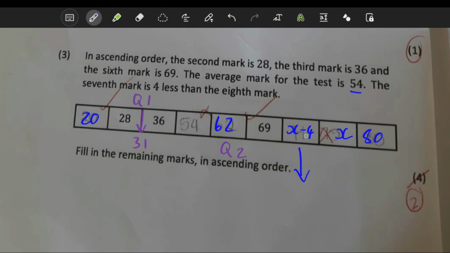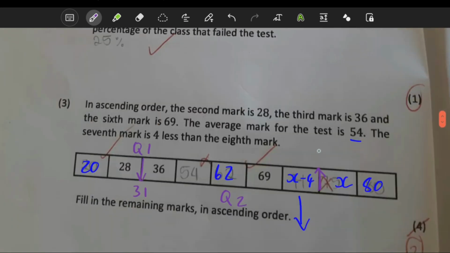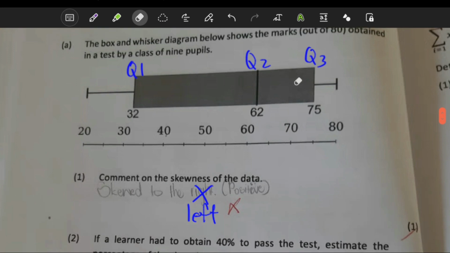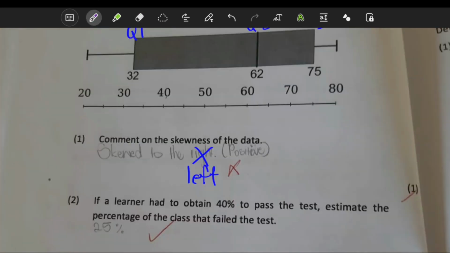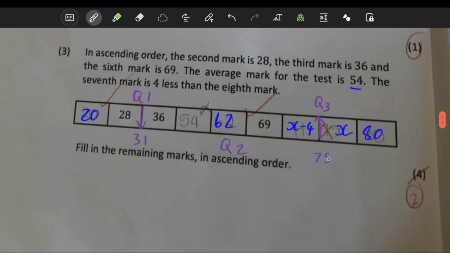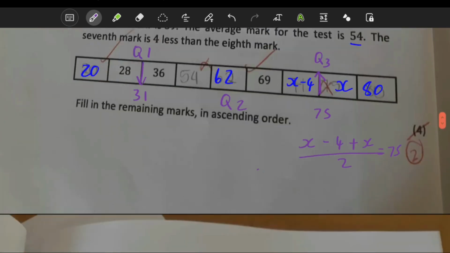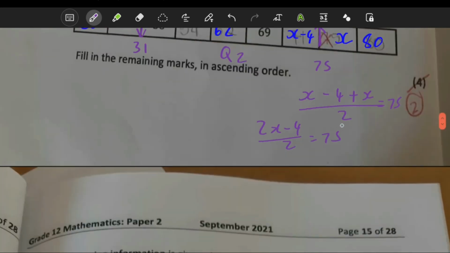Now here what we know is 1, 2, 3, 4 numbers. So it means that in the middle we have Q3, right? Q3 here in the middle. It means that our Q3 here is 75. So the number in the middle here is 75. So this plus this divided by 2 should give us 75. If you add your x and divide by 2, it should give you 75. So this is 2x minus 4 over 2 equals 75. So we're going to get 150. Let's erase this out.